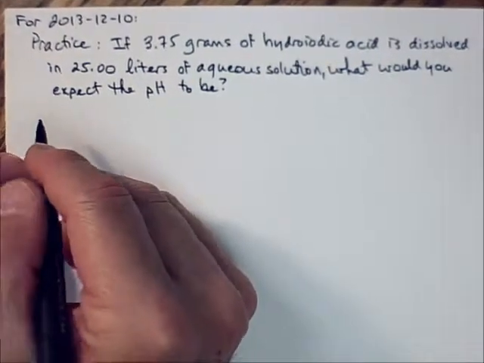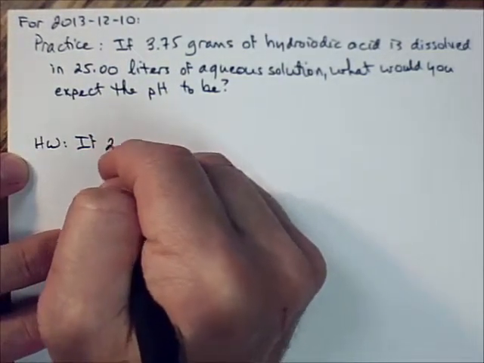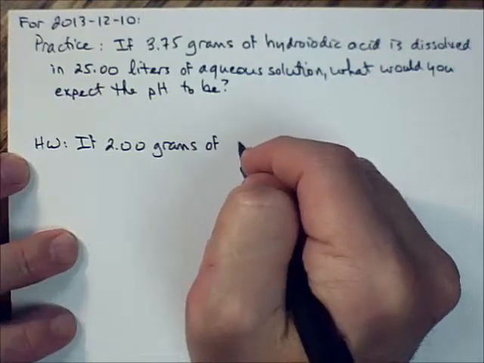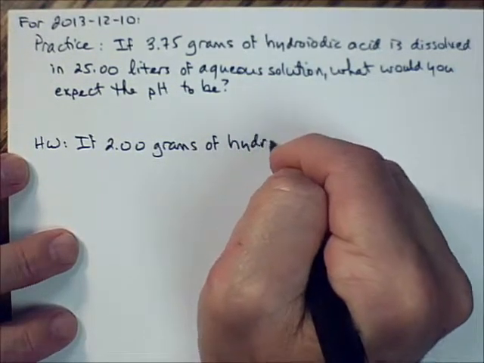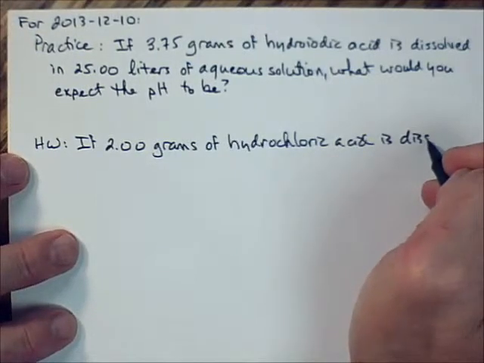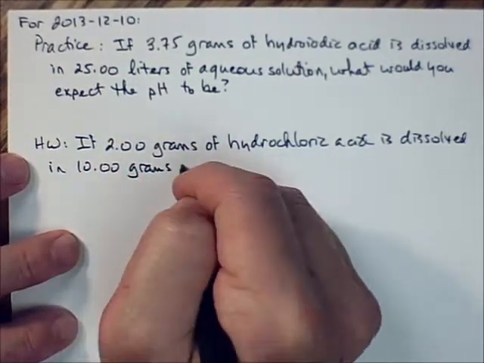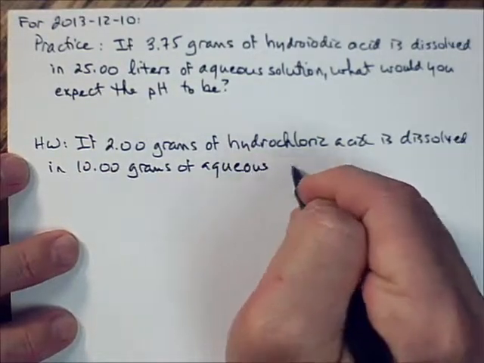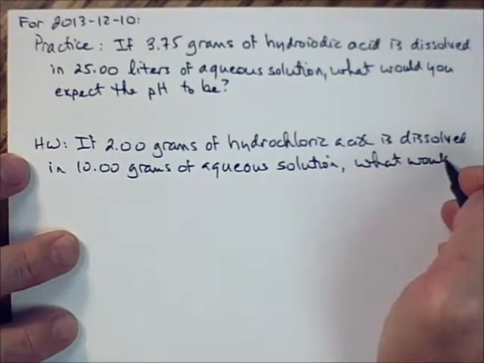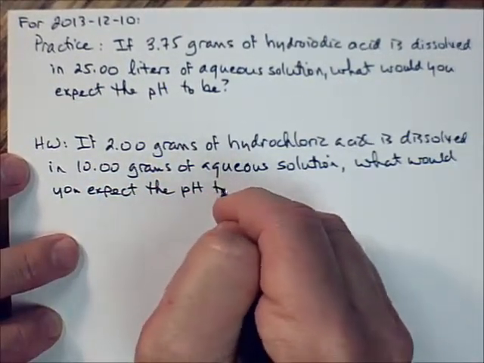And then we'll do a homework problem too. You have 2.00 grams of hydrochloric acid dissolved in 10.00 grams of aqueous solution. What would you expect the pH to be?